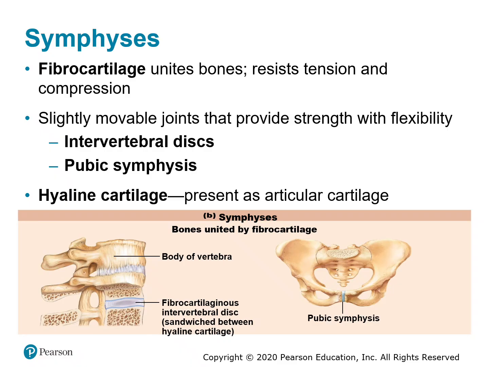Symphyses are going to be hanging out in between bones, obviously. And they're made of fibrocartilage. They resist tension and compression. They are slightly movable, but mainly they provide strength and flexibility. Okay? That fibrocartilage, you're going to see that in your intervertebral discs and in your pubic symphysis. Most of the time, hyaline cartilage you will see on heavily moving joints. All right. Cool?